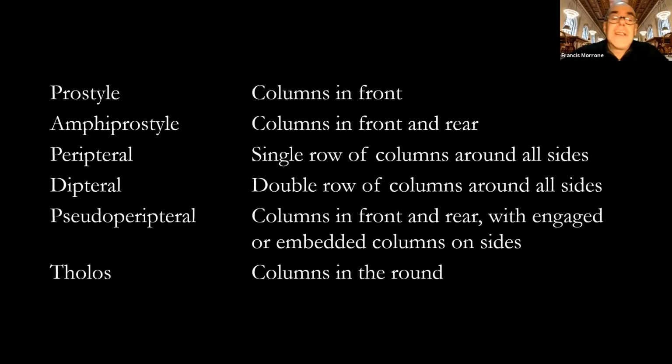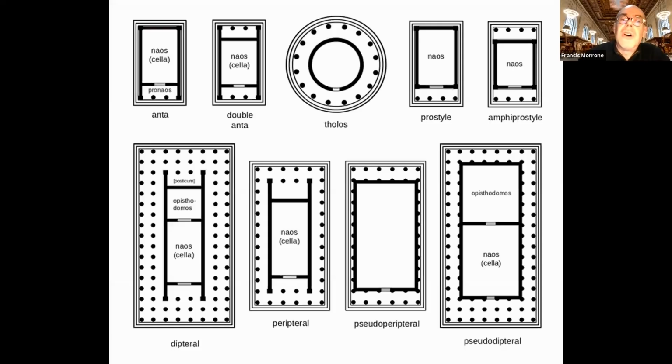But then there is what we call pseudo-peripteral, and that means that there are columns in the front and rear, but there are not freestanding columns, but what we would call engaged columns, or columns that are embedded into the wall, or something that kind of faintly evokes a column on the side, so that it's not really a peripteral temple, but we call it pseudo-peripteral. And then there is that thing called the tholos, which is columns in the round. And we'll see an example of that in just a moment.